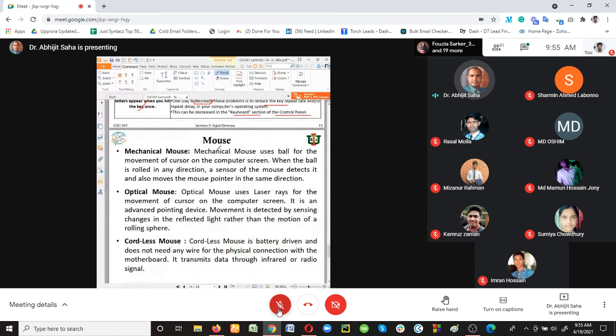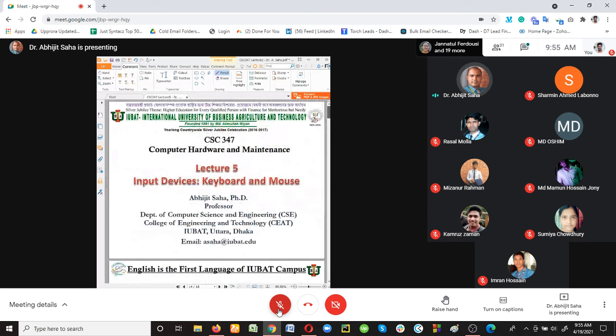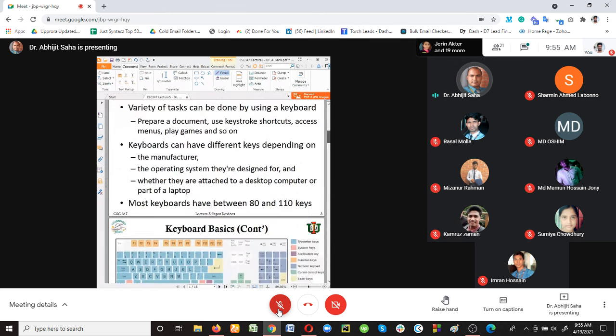Here we are moving to another input device. I have given this lecture the name keyboard and mouse. We have discussed the keyboard, and now we are going to move on to the mouse.